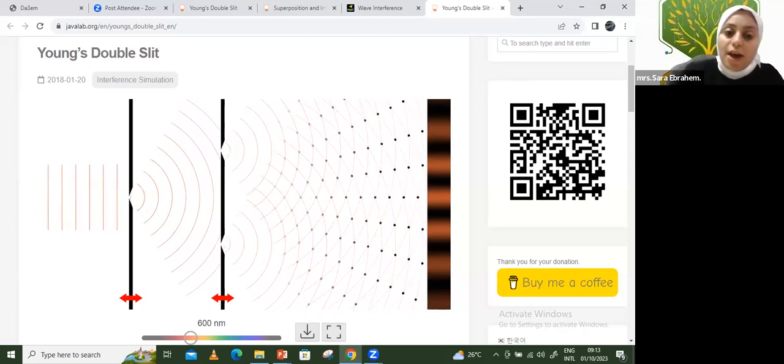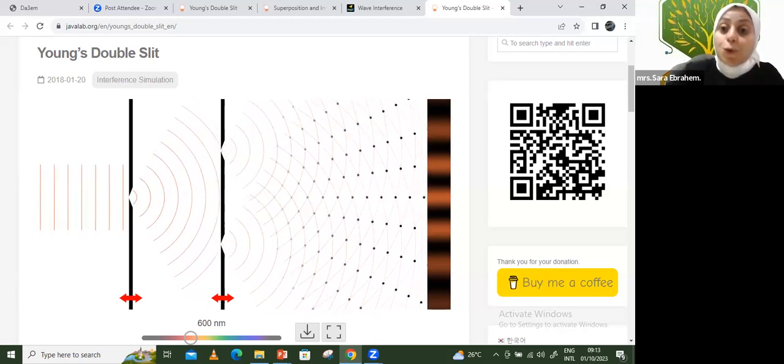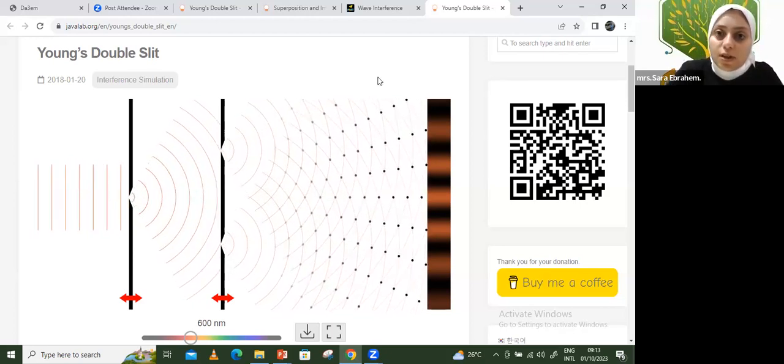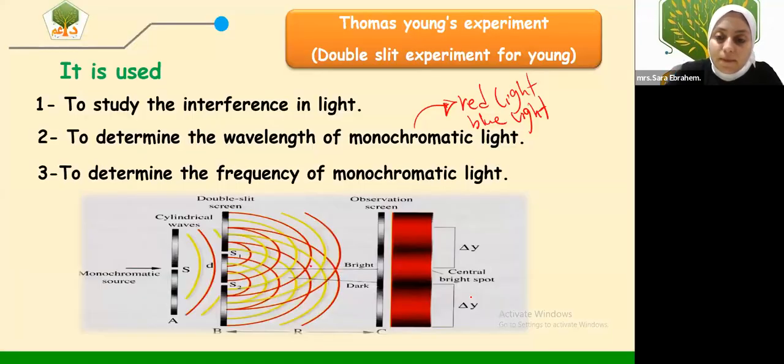In Young's experiment, the distance between the double slit is D. The distance between the double slit and the screen is R. And the distance between two successive fringes of the same kind, dark or bright, is delta Y.